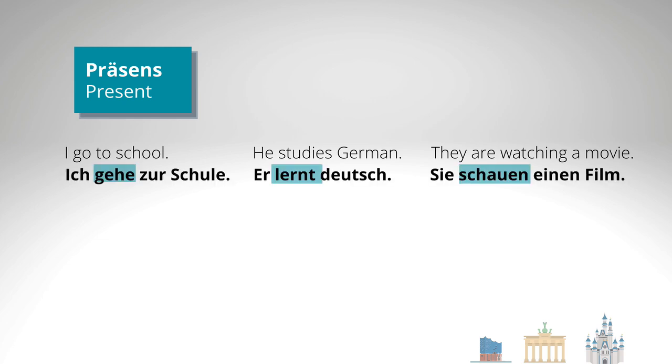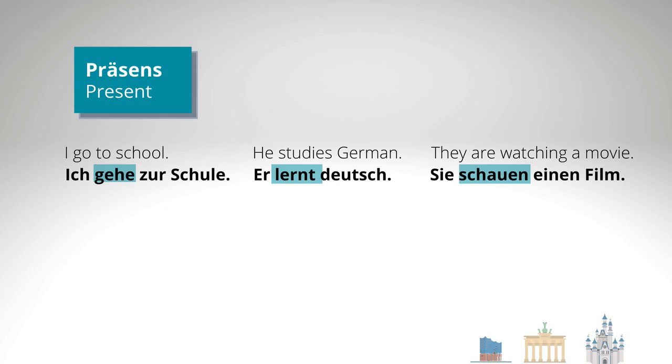I go to school in German would be translated with Ich gehe zur Schule. He studies German would be translated with Er lernt Deutsch. And they are watching a movie would be translated with Sie schauen einen Film. What's interesting for us now is the verb form. Because in all of these sentences, the verb form is the present tense or Präsens of the corresponding verb.